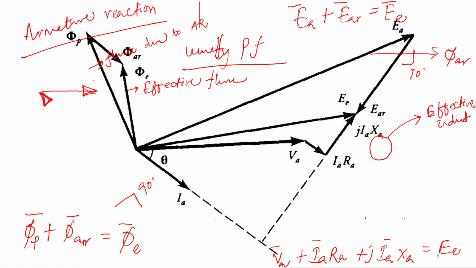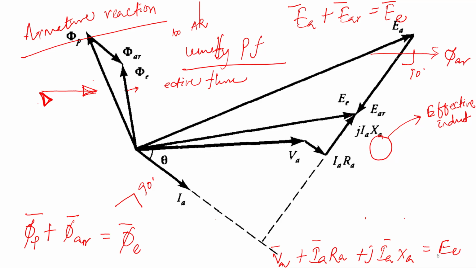Now we are talking about the lagging power factor. This is your figure, right? For lagging power factor, of course, your IA will lag the terminal voltage VA, and similarly you can draw phi P and phi AR, and then the effective flux phi E and the effective voltage, then EAR, EA. So all the components you must draw. That will give a clear picture.